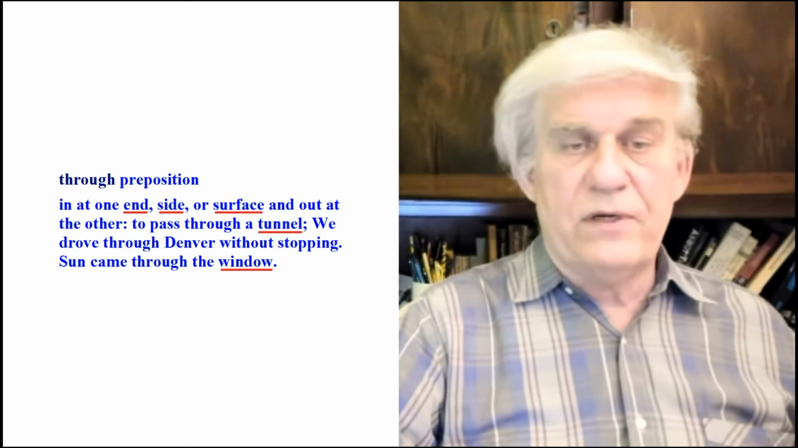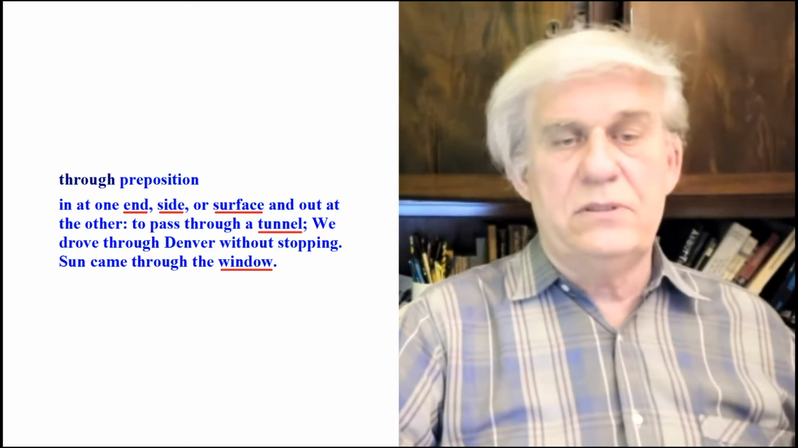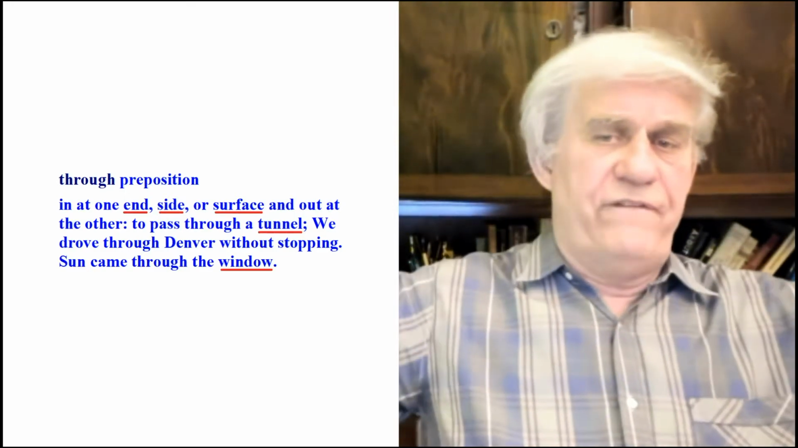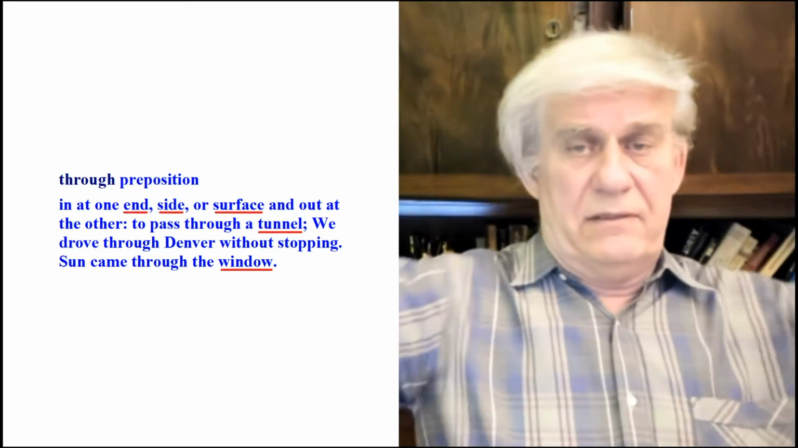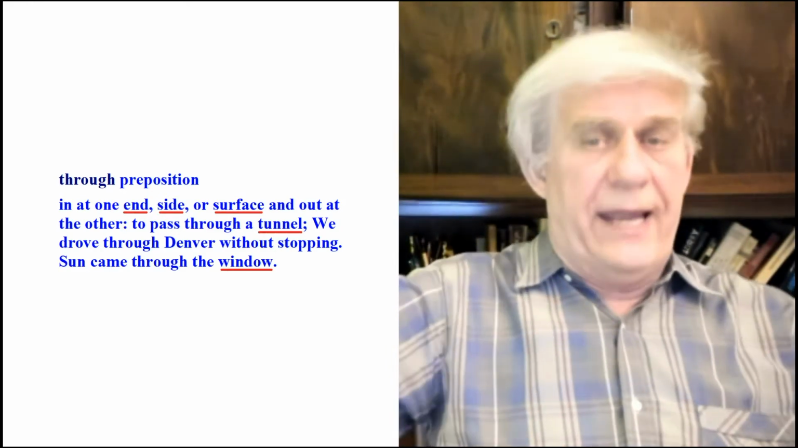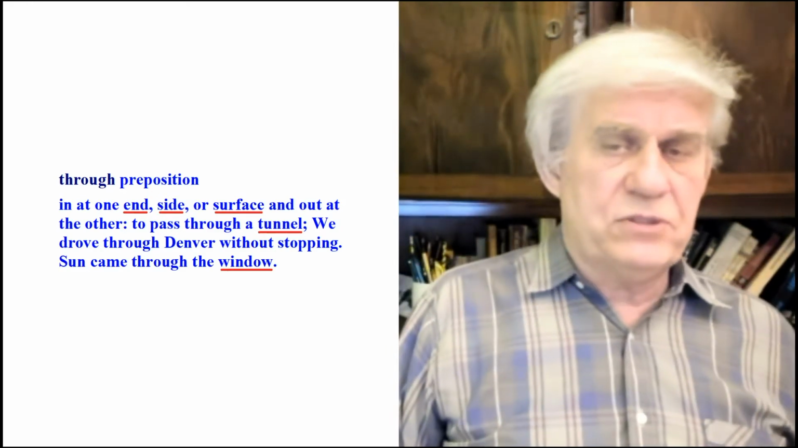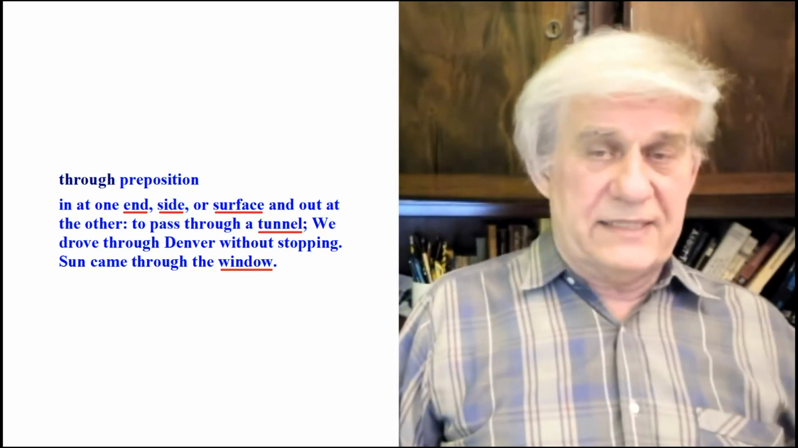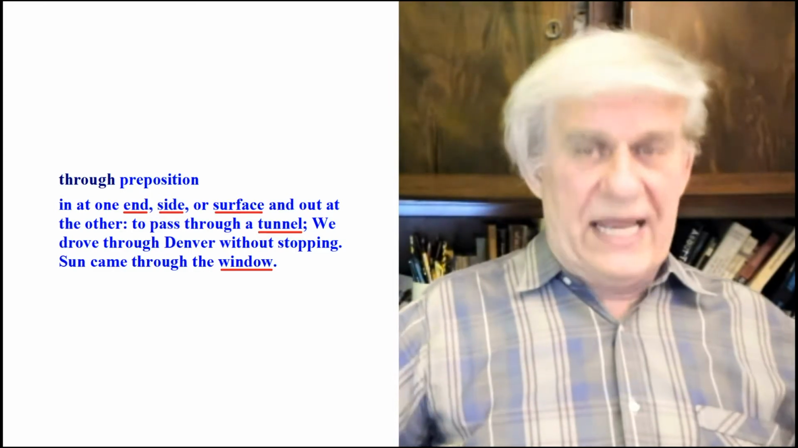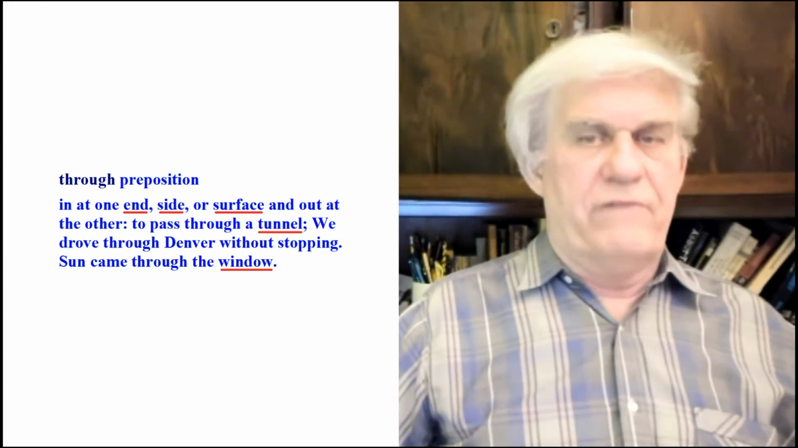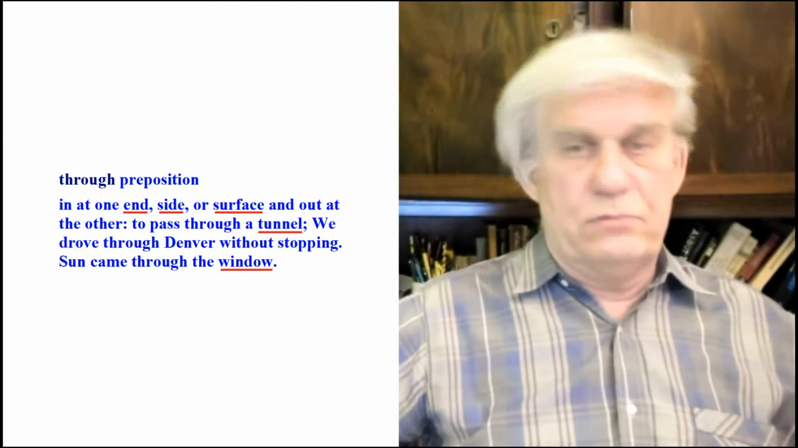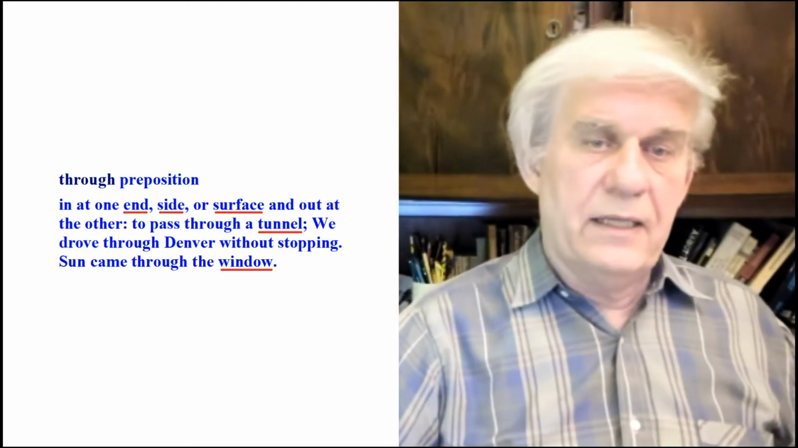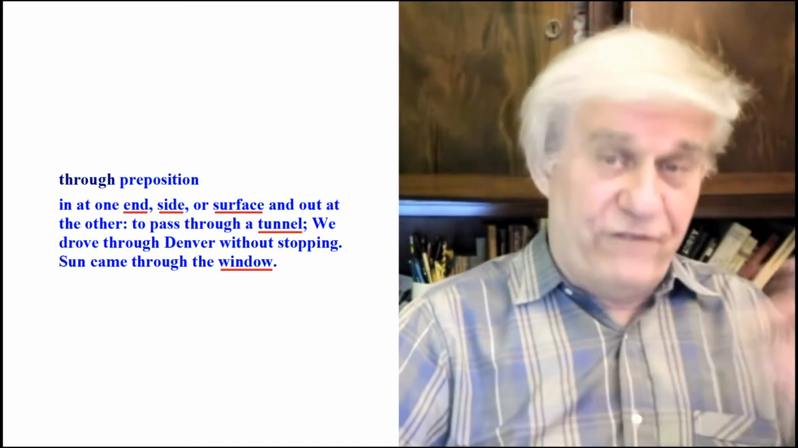We drove through Denver without stopping. Sun came through the window. Remember, through Denver only works if you treat it as a physical object, like a piece of land, and you say, well, we went through this piece of land. That's okay. But you can't go through a concept, like if you treat Denver as an abstract concept like a city. If you treat it only as a piece of land, then you went through Denver. If you want to call that piece of land Denver to differentiate it from something else, that's fine. You say, I went through this piece of land. That's the context for physics.